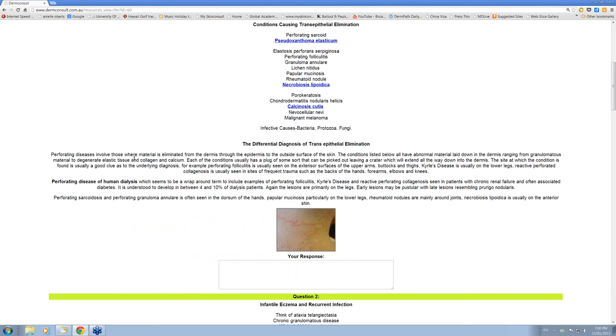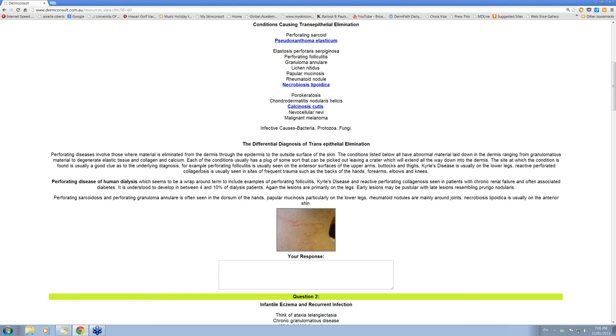Perforating diseases involve those where material is eliminated from the dermis through the epidermis to the outside surface of the skin. And some of the conditions listed below here all have abnormal material laid down in the dermis. I've said it can range from granulomatous material to degenerate elastic tissue and collagen, even to calcium.